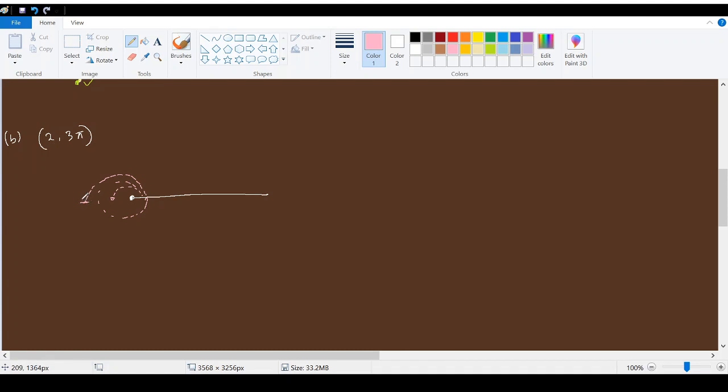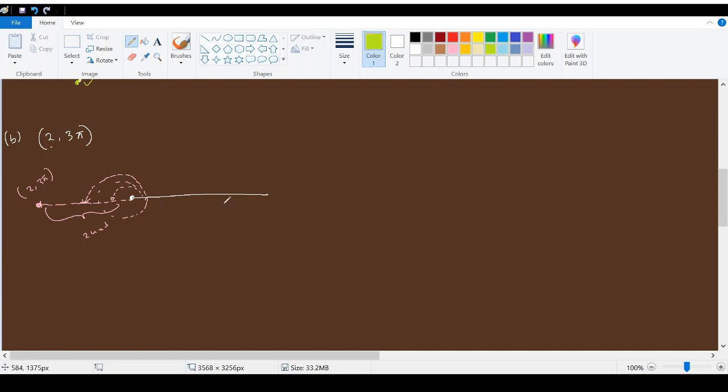Then since this is 3π, we have obtained the suitable angular position. Then we have to measure the distance from the origin, which is 2. So we measure a distance of 2 units, and therefore this point will be the (2, 3π) point.